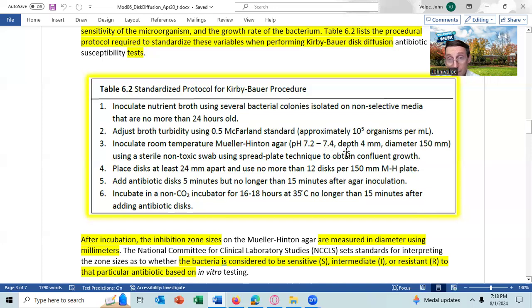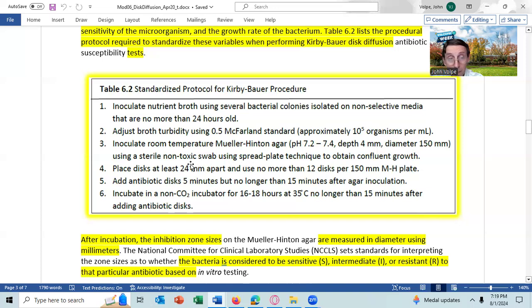The agar depth is always 4 millimeters, because the deeper the agar, the slower the antibiotic will diffuse through it. And obviously the shallower the agar, the quicker the antibiotic will diffuse. So the depth of the agar is important, as well as the size of the agar plate. We always use plates which have a diameter of 150 millimeters.